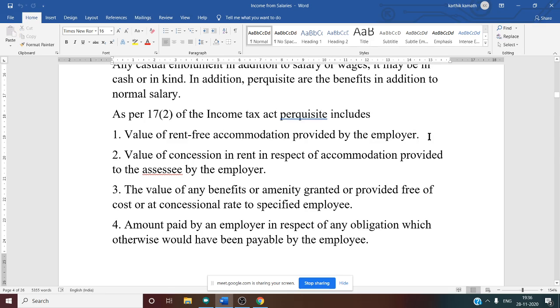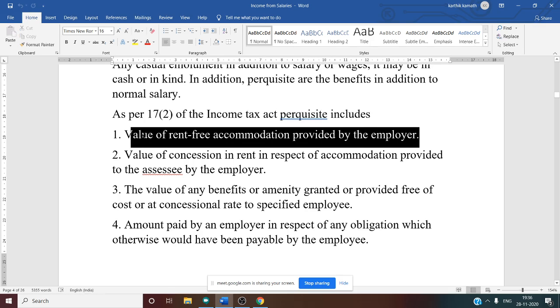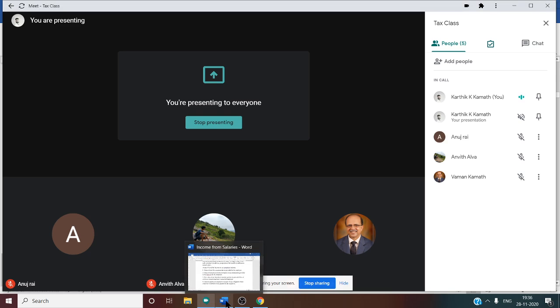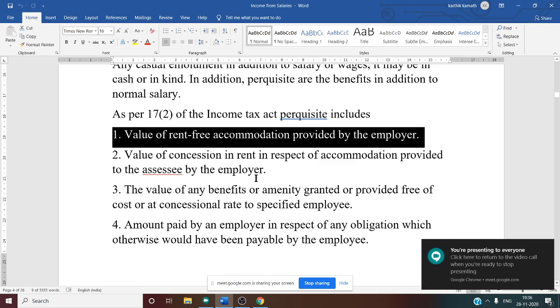First one, value of rent-free accommodation provided by the employer. Under that there are various cases. One is that it is an own house. The first thing we have to see is whether it is the own house of the employer or not. And if it is a rented house taken by the employer, there are separate rules for that, which we also have to see.